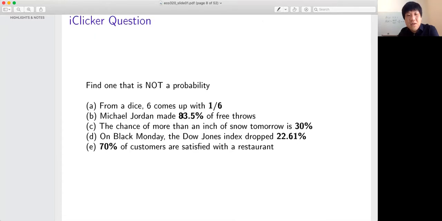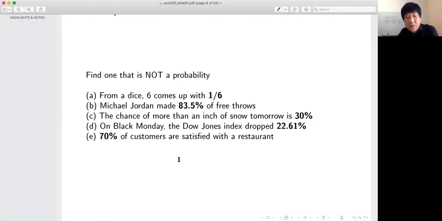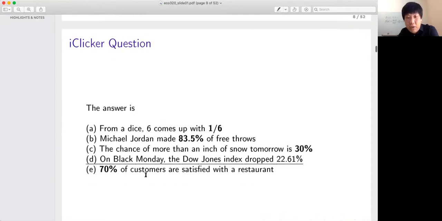so make sure you understand that. Find the one that is not a probability. I'm going to leave you the answer again. I ask you to pause and think about it. So the answer is D. Why?